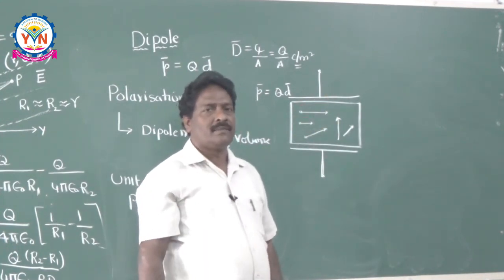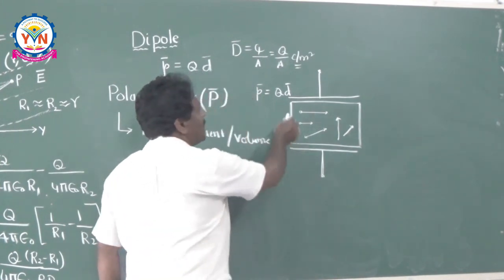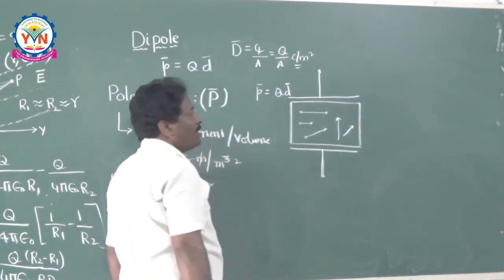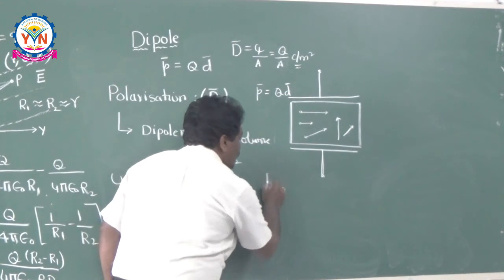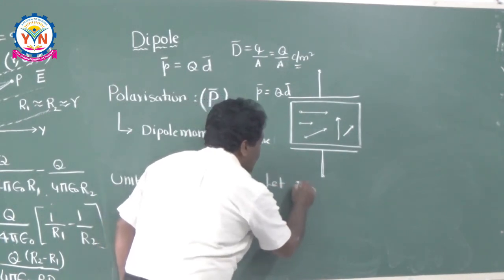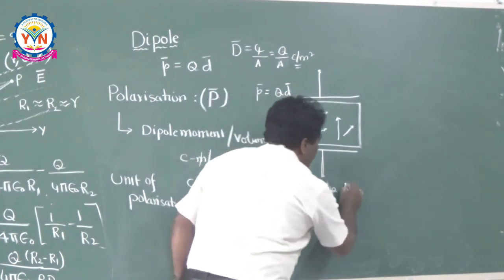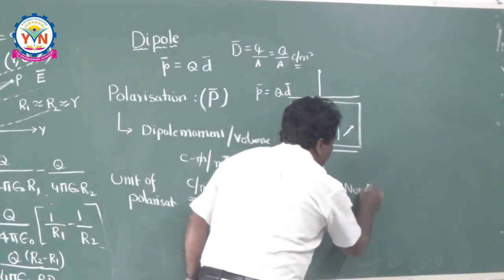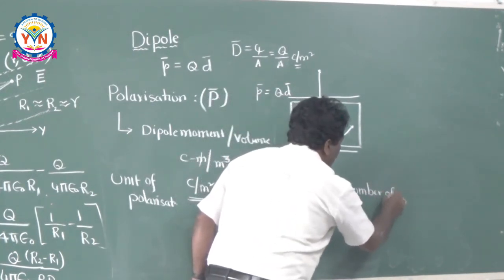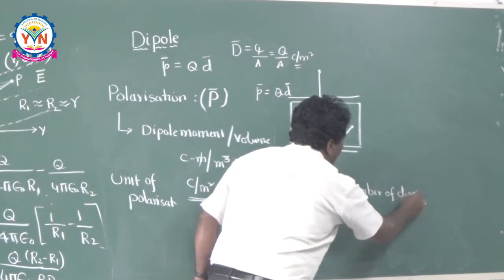So now let us take this dielectric material, okay, where let n be the number of dipoles per unit volume.